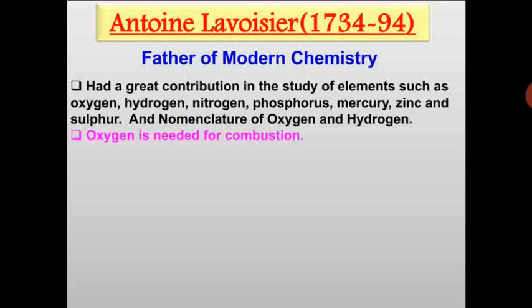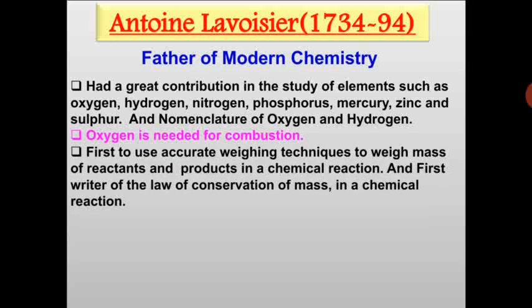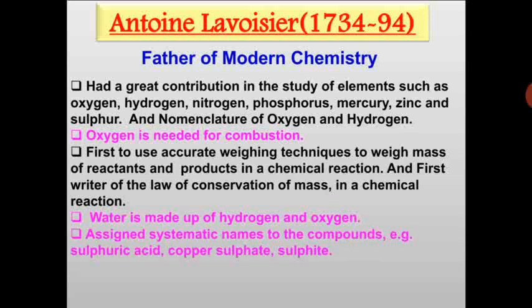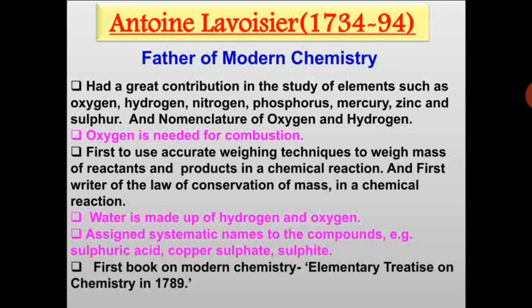You know, students, oxygen is needed for burning. Means when a substance burns, it combines with oxygen while burning. And Antoine Lavoisier showed that matter combines with oxygen during combustion. We have learned the law of conservation of matter, right? And to prove this law, we need to measure matter. And Antoine Lavoisier was the first to use accurate weighing techniques to weigh the mass of reactants and products in a chemical reaction, and was the first writer of the law of conservation of mass in a chemical reaction.